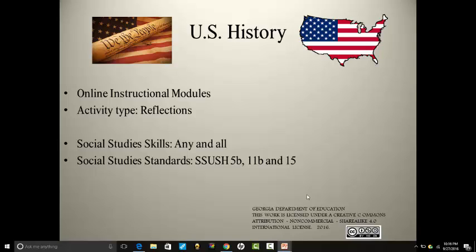And as far as standards, today we will focus on SS USH5B, weaknesses in the Articles of Confederation, 11B, big business, particularly focusing on John D. Rockefeller, and 15, World War I.